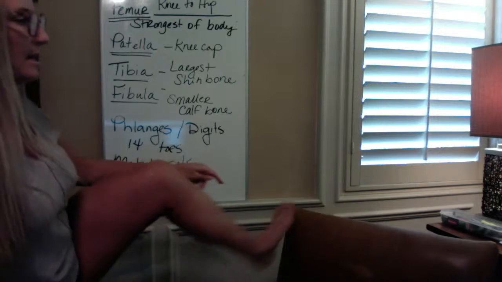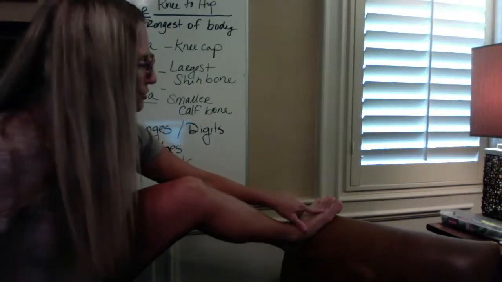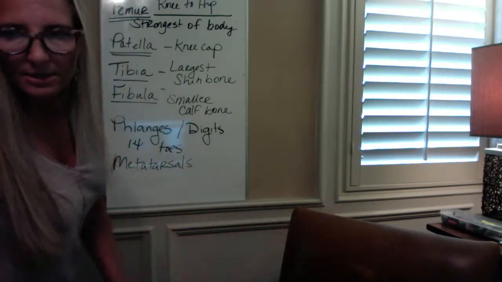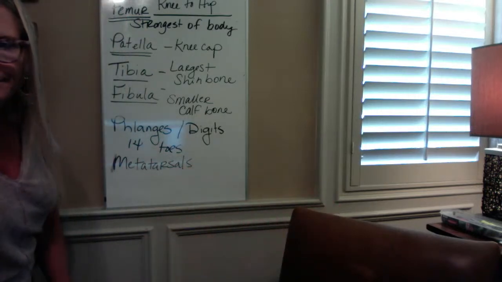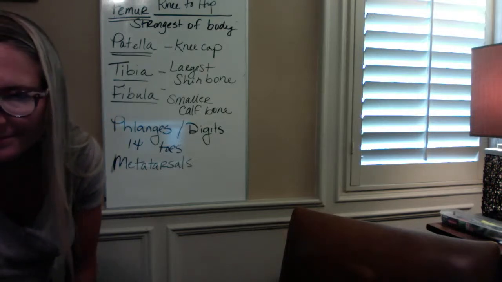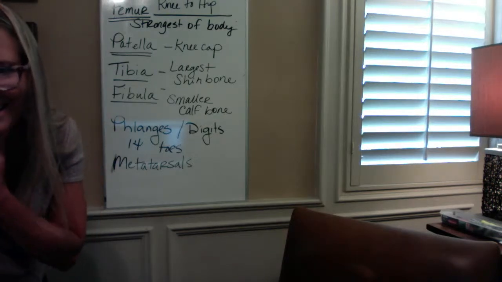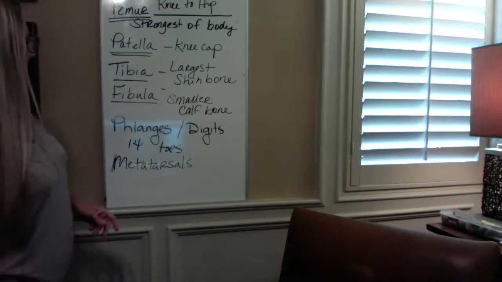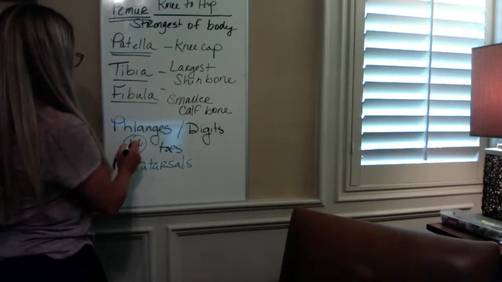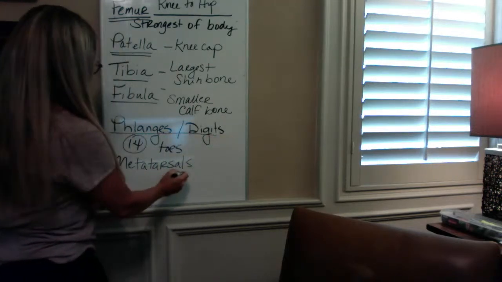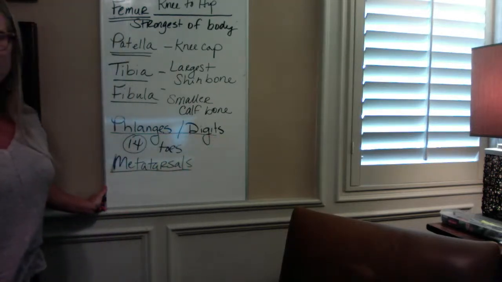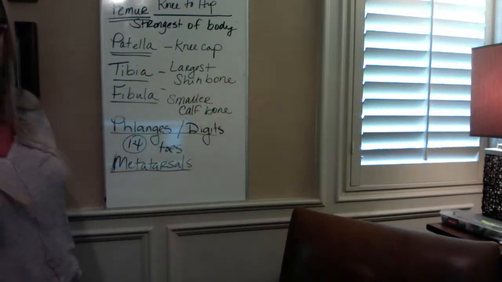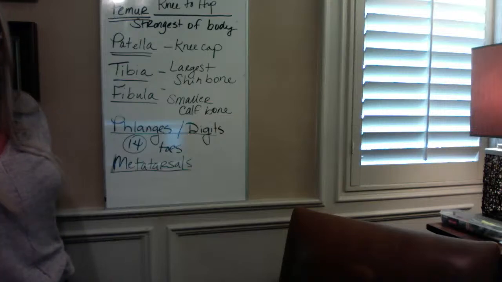So I'm going to put my foot back up. Metatarsals are these long bones right here. So how many of these do we have on our feet? Take a stab at it. They're the long, slender bones of the top of the foot, the metatarsals. So how many long, slender bones do we have?